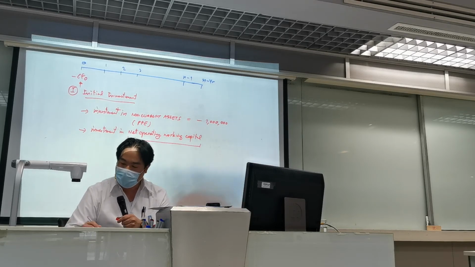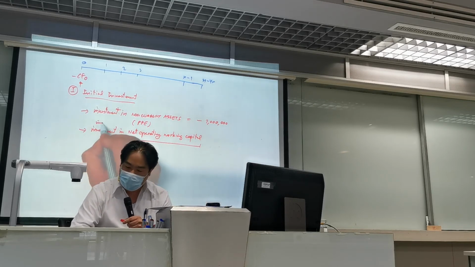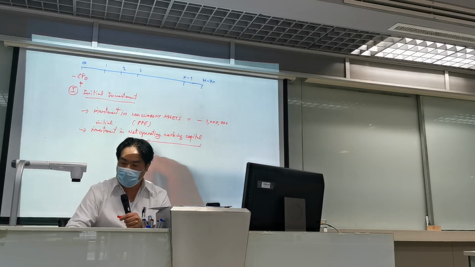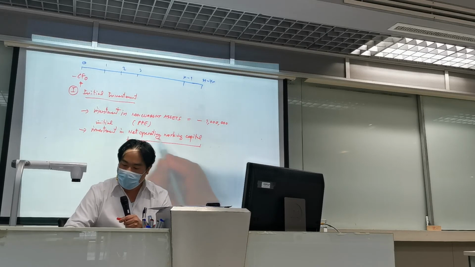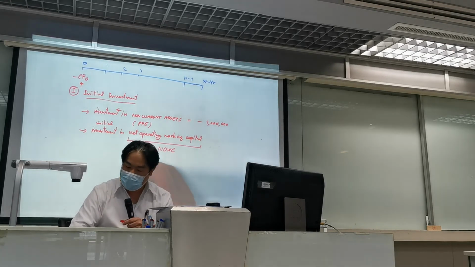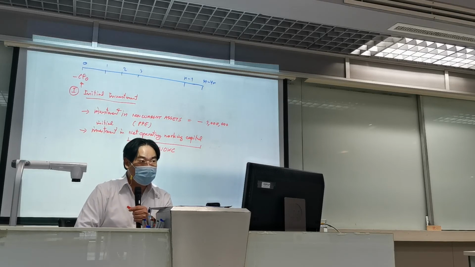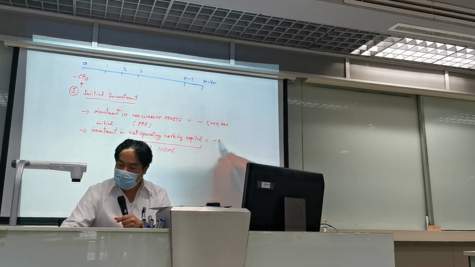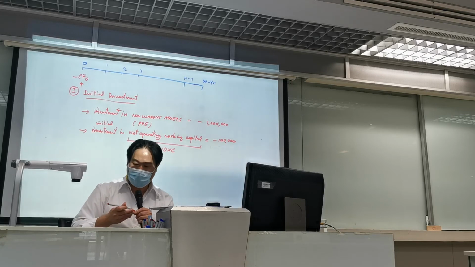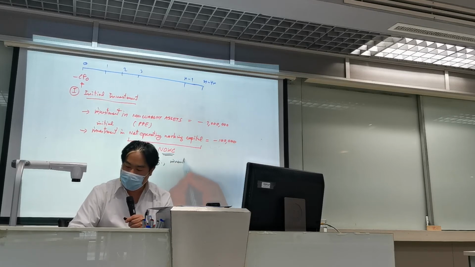For net operating working capital, this one you may call initial investment, okay, initial investment in net operating working capital. In finance, we just abbreviate it as NOWC. So sometimes I just call it initial NOWC, just that. So let's assume that I invest 100,000 baht. Okay? An example of net operating working capital is inventory.